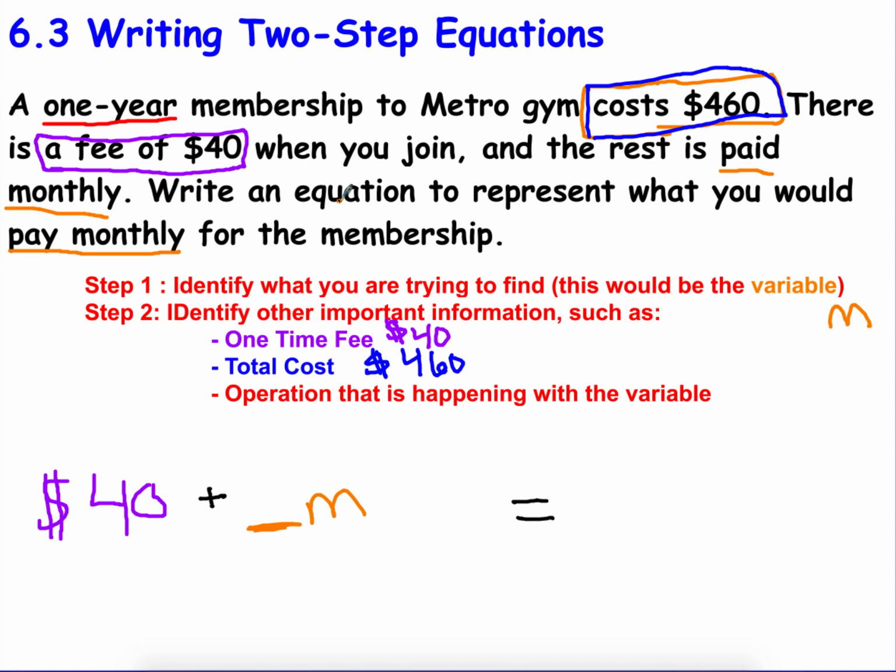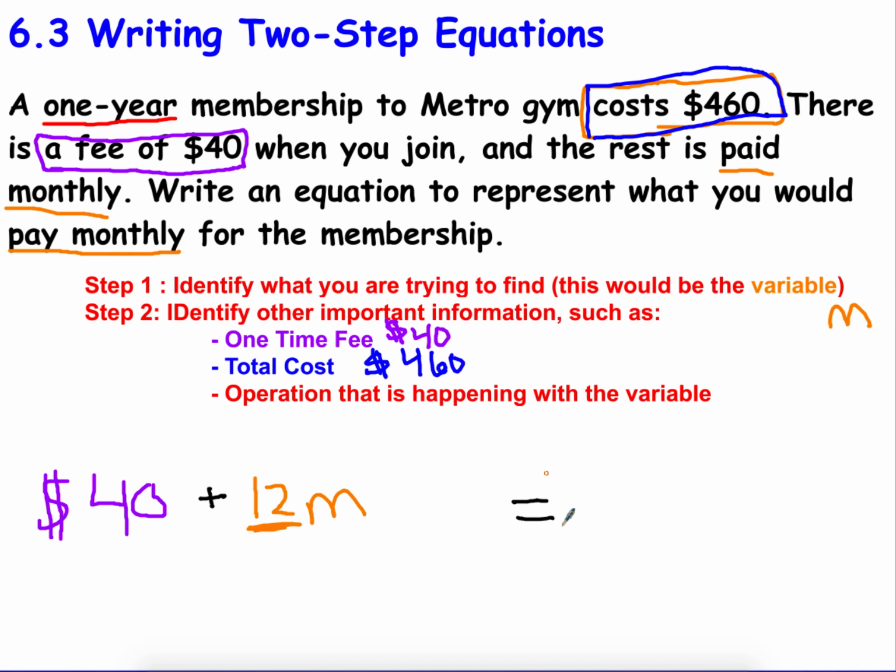So that's why what we're going to do is take our monthly payments and multiply them by 12. Okay, because if I have a $40 upfront fee, that's my flat fee, no variable here. But I also know I have to make 12 payments because it says we pay monthly, and there's 12 months in 1 year. But I don't know how much I pay monthly. But if I did know, I would multiply that amount by 12.